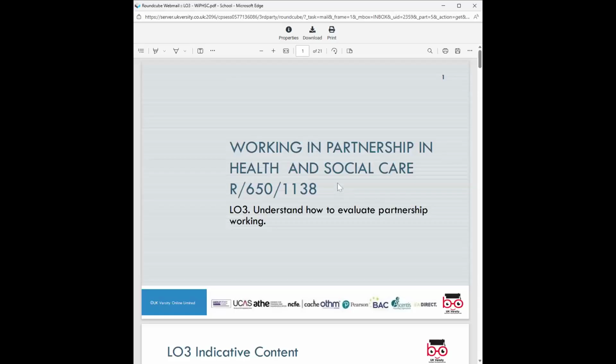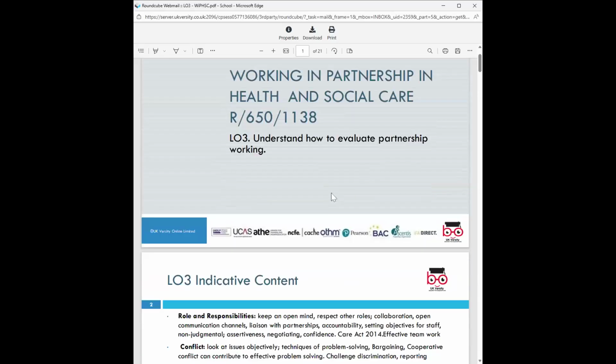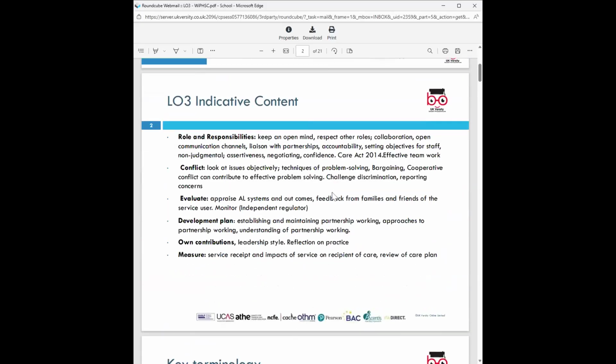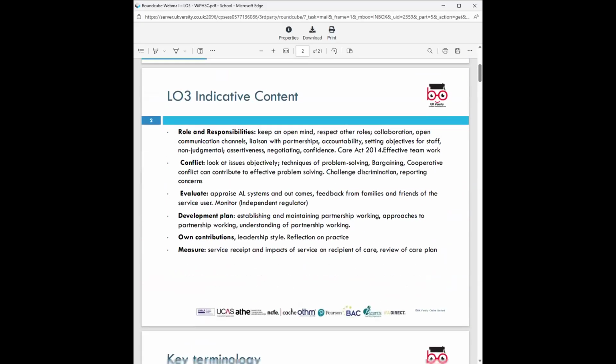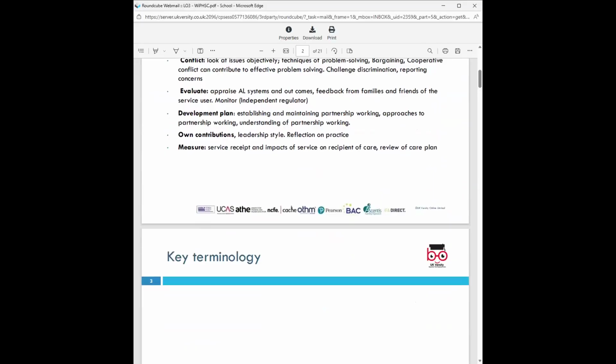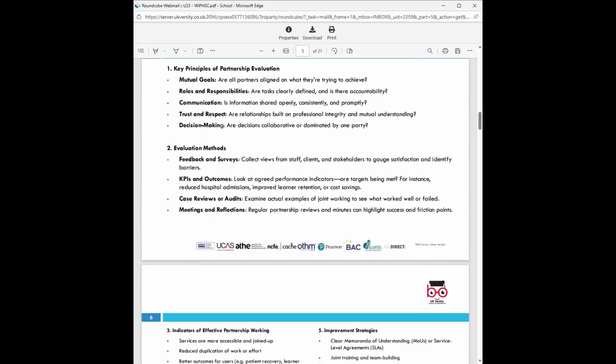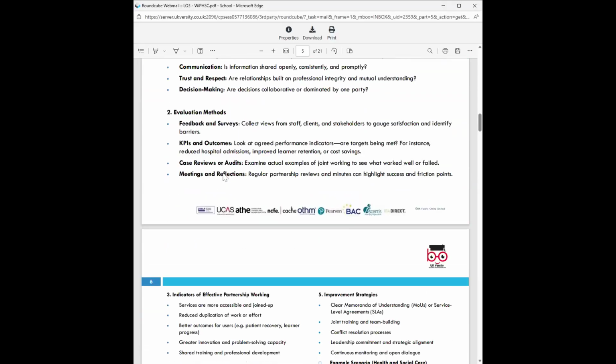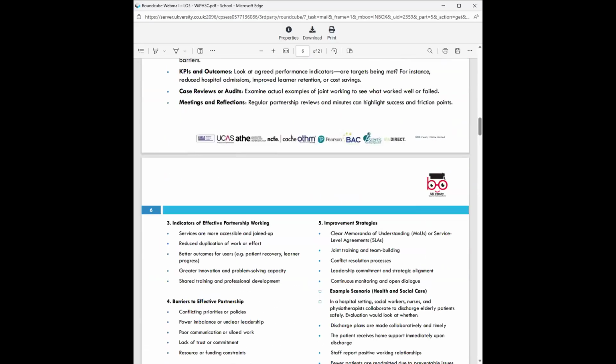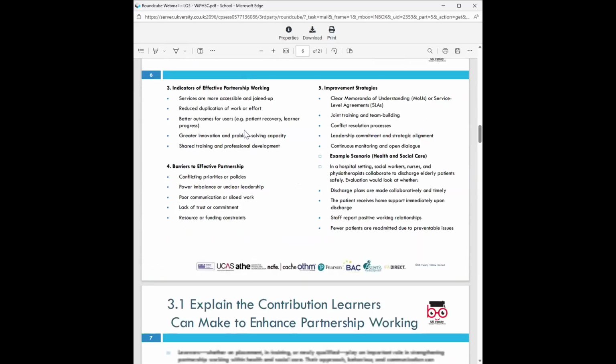So we've got to go on to the assignment discussion. Share learning outcome 3, and learning outcome 3 is to understand how to evaluate partnership working. So we'll look at the role, responsibilities, conflict, evaluate and development plan, your own contribution and your measure. So key principles of partnership evaluation: mutual goals, your roles and responsibilities, communication, trust and respect, and decision making. The evaluation methods: feedback and surveys, which are really important, KPIs and outcomes, and case reviews or audits and meetings and reflections.